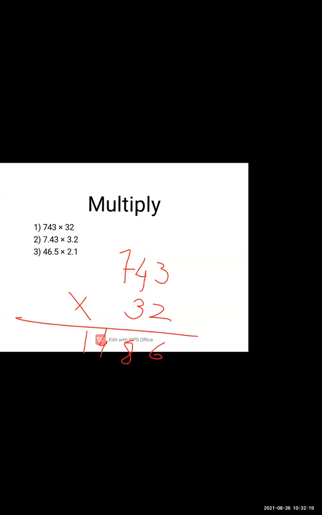Okay, now here we will give a 0 or a multiply sign. Okay, 3 threes are, very good, 9. 3 fours are 12. 3 sevens are 21, and plus 1 carry, that will be 22.